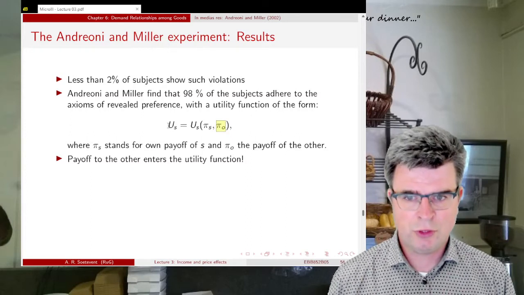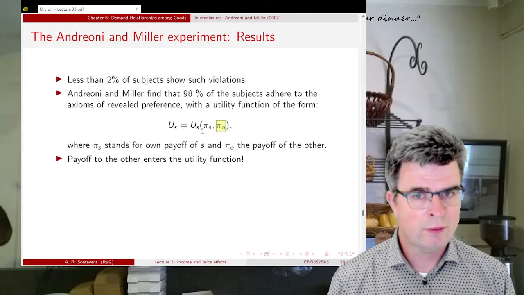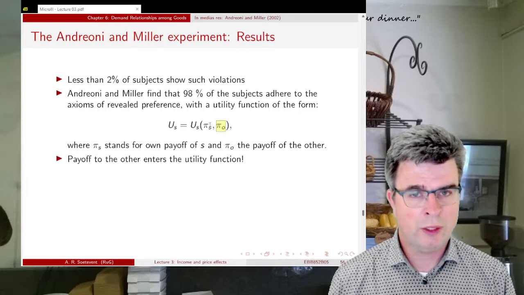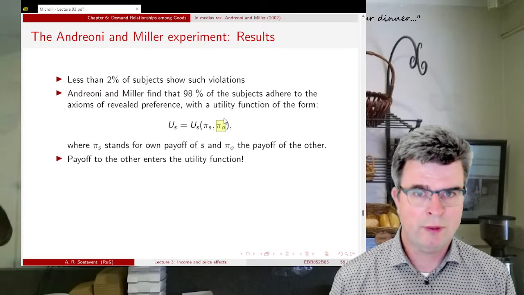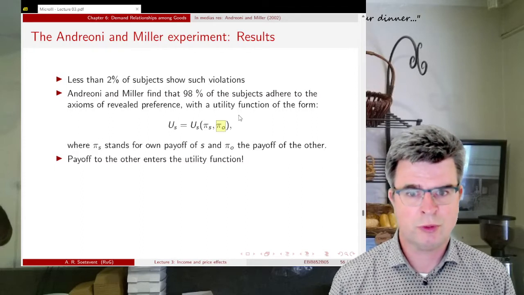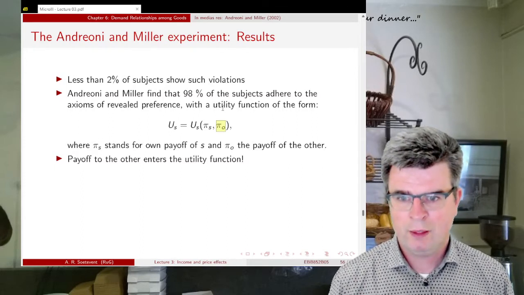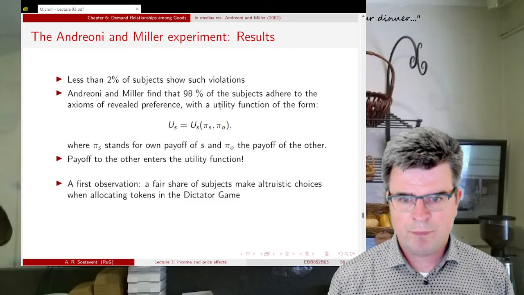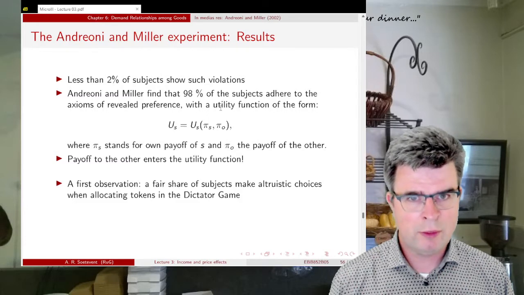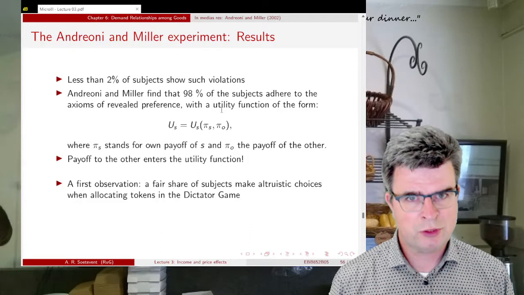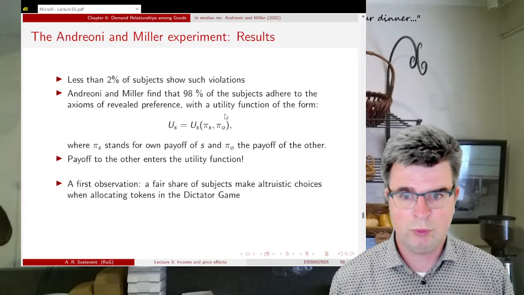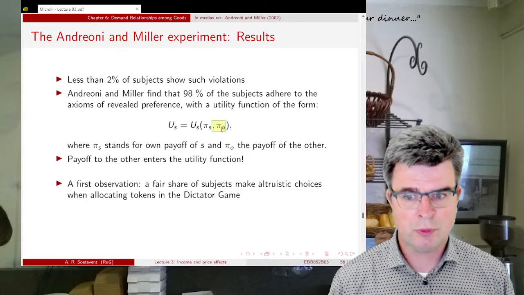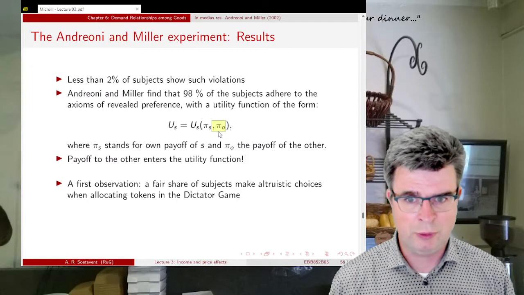And this is showing you that we can easily extend utility functions to include more than the payoff and the own consumption, but we can also incorporate the income or consumption choices of other people. So a first observation that they make is that quite a number of subjects make altruistic choices. So they don't keep all the tokens themselves, which leads to the most money to themselves and 0 to the other persons, but they also allocate some tokens to the other people.